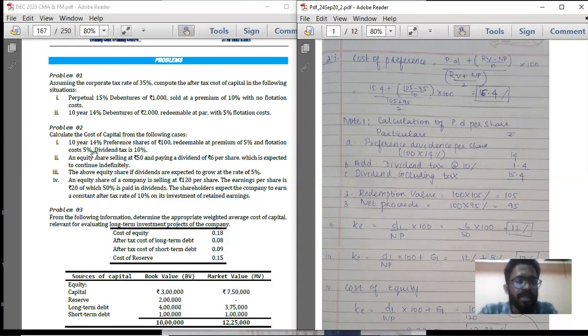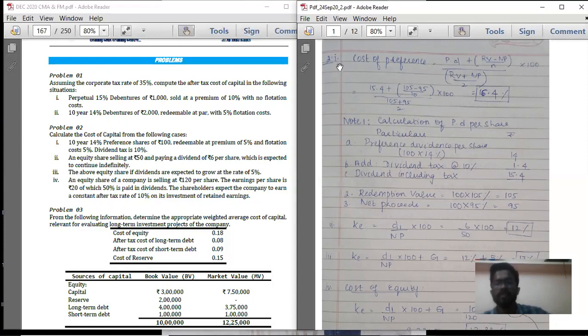Case number 1: 10-year 14% preference shares of 100, redeemable at a premium of 5%, floatation cost is 5%, dividend tax is 10%. That's all. Here they have given redeemable preference, so we should calculate the cost of redeemable preference shares. So come to the problem. Put the heading problem number 2. Problem number 2, statement number 1: cost of redeemable preference.